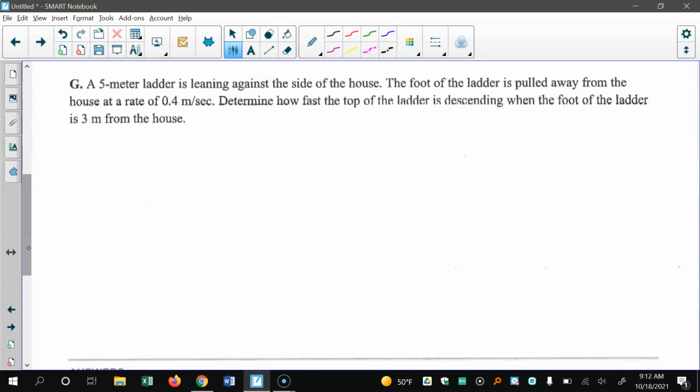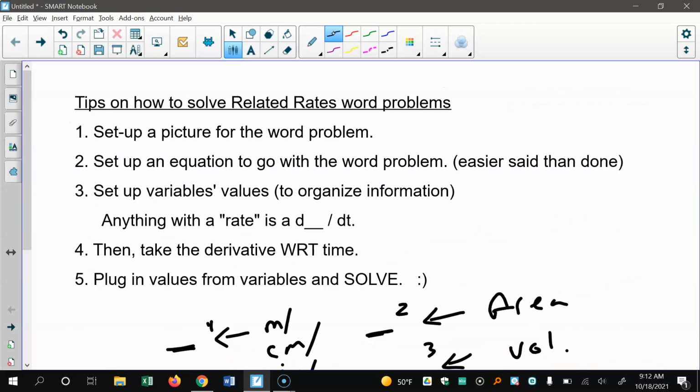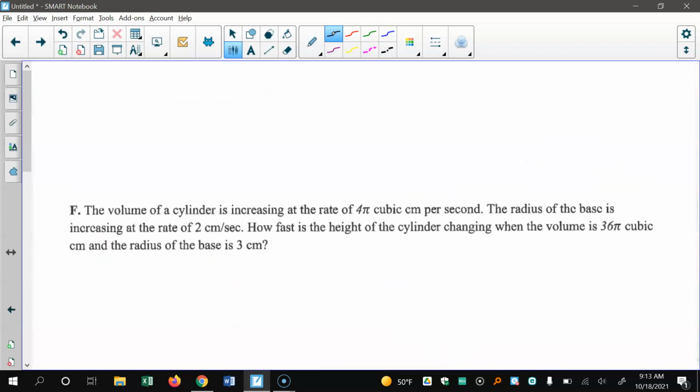A 5-meter ladder is leaning against the side of the house. I want you to try this problem on your own, just with the setup. I'm going to go back to this page just for the setup, and see if you can get an equation going for how this problem is going to work. Go ahead and try the problem. I'm trying to climb up that problem. You might need a ladder. Just kidding. Okay, let's go on and try the problem now.